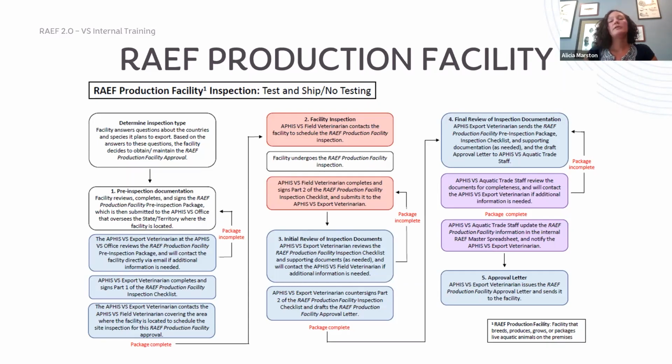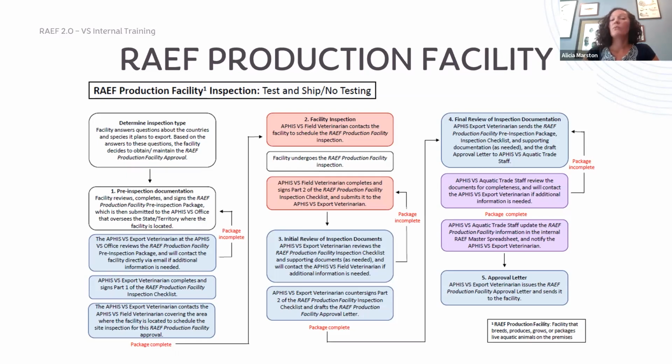Then we get to step 2. So the APHIS VS field veterinarian will contact the facility to schedule the inspection. So the inspection will occur, and then the field veterinarian will fill out part 2 of the inspection checklist, which is focused on the facility and things that need to be verified on site. The field veterinarian will then send that part 2 back to the export VMO, who will review part 2 of the inspection checklist, make sure all the T's are crossed and I's are dotted and countersigned.